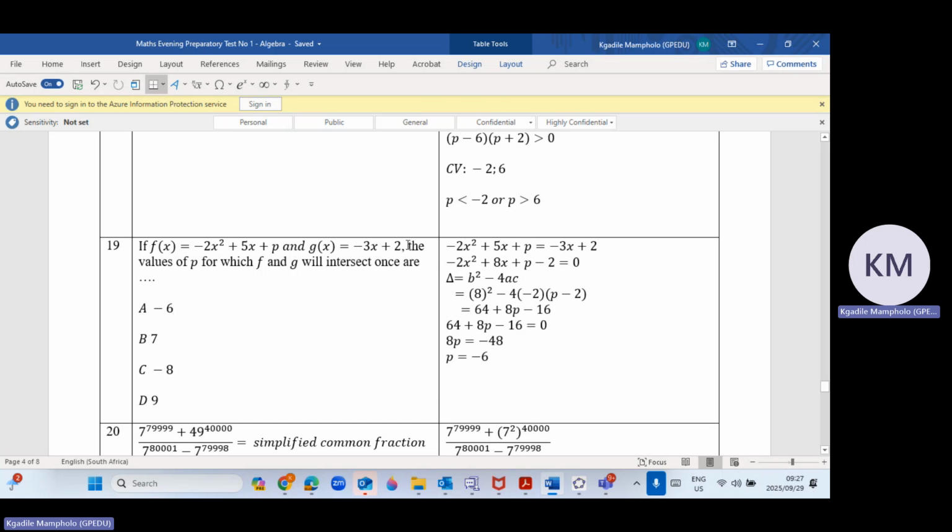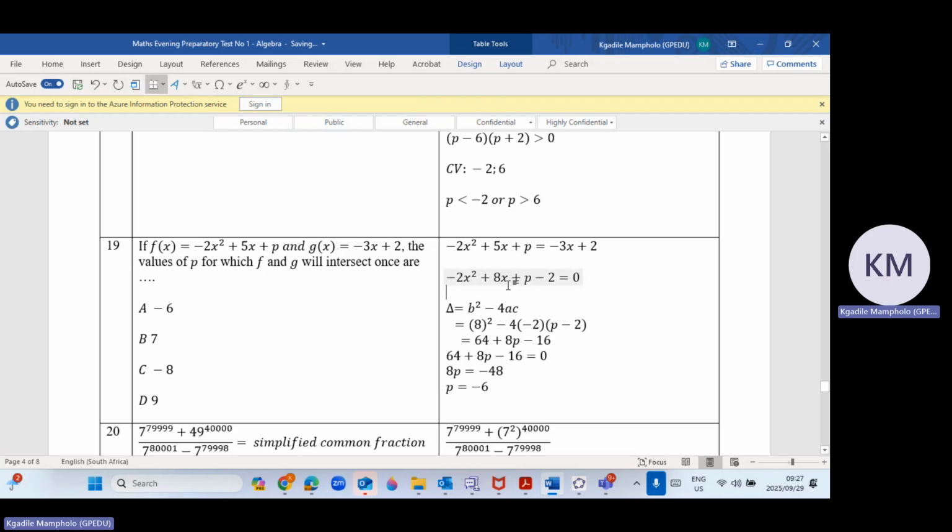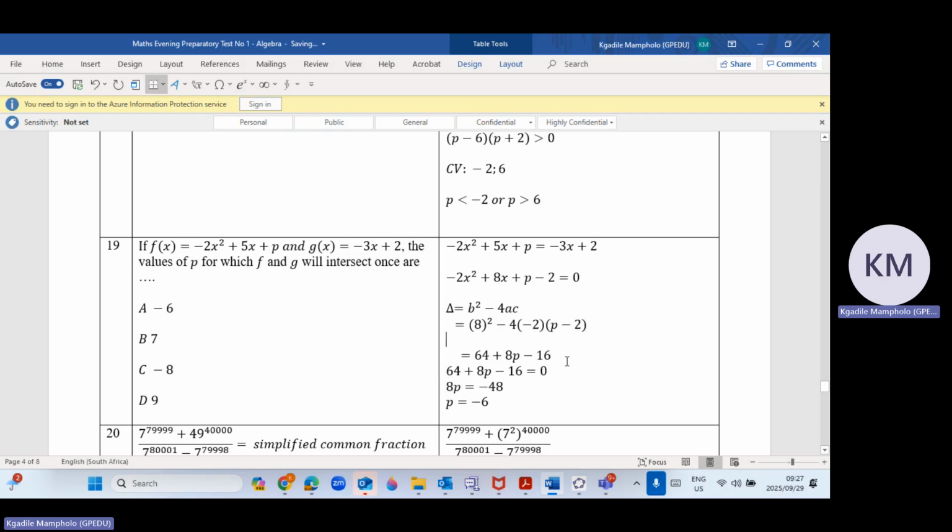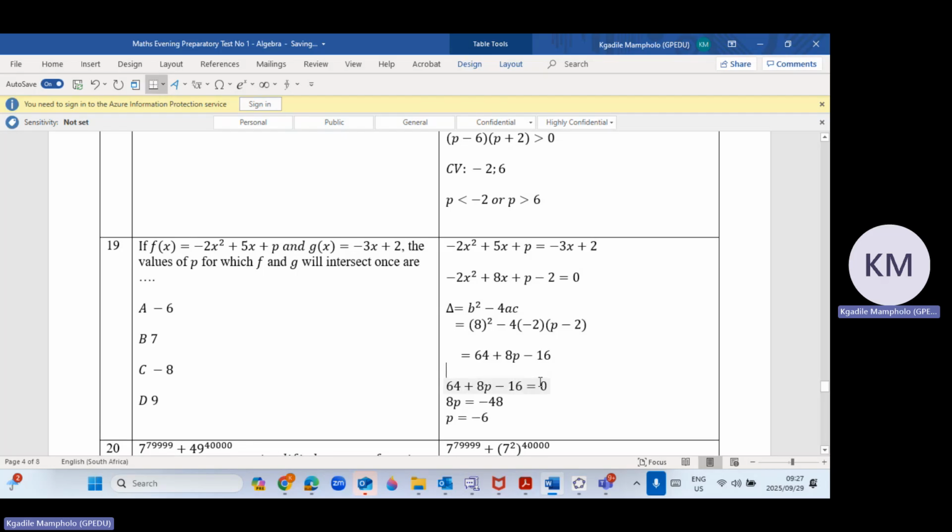But first you equate the two graphs, you write one equation in standard form. In this case, because you said intersect once, you substitute the values into the discriminant where b will be 8, a will be minus 2, and c will be p minus 2. Then you say here the discriminant equals 0. Why is it equal to 0? Because we said intersecting once. But if we're saying intersecting twice, we'll say greater than. If we say not intersecting, you say less than.